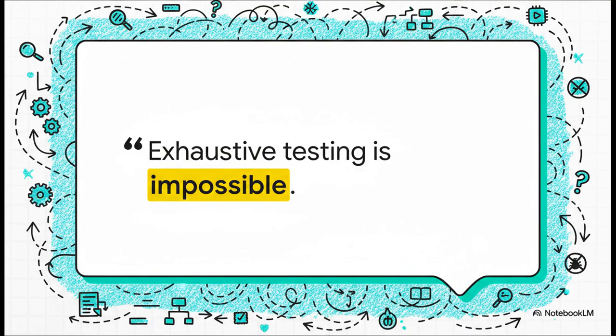Okay, let's start with this big one. This quote is basically the first rule of software testing, and for a very simple reason. It's absolutely true. Every single developer, every tester has run into this wall. If you try to test every possible thing a user could do, you'd never ship your product. It's just not going to happen.